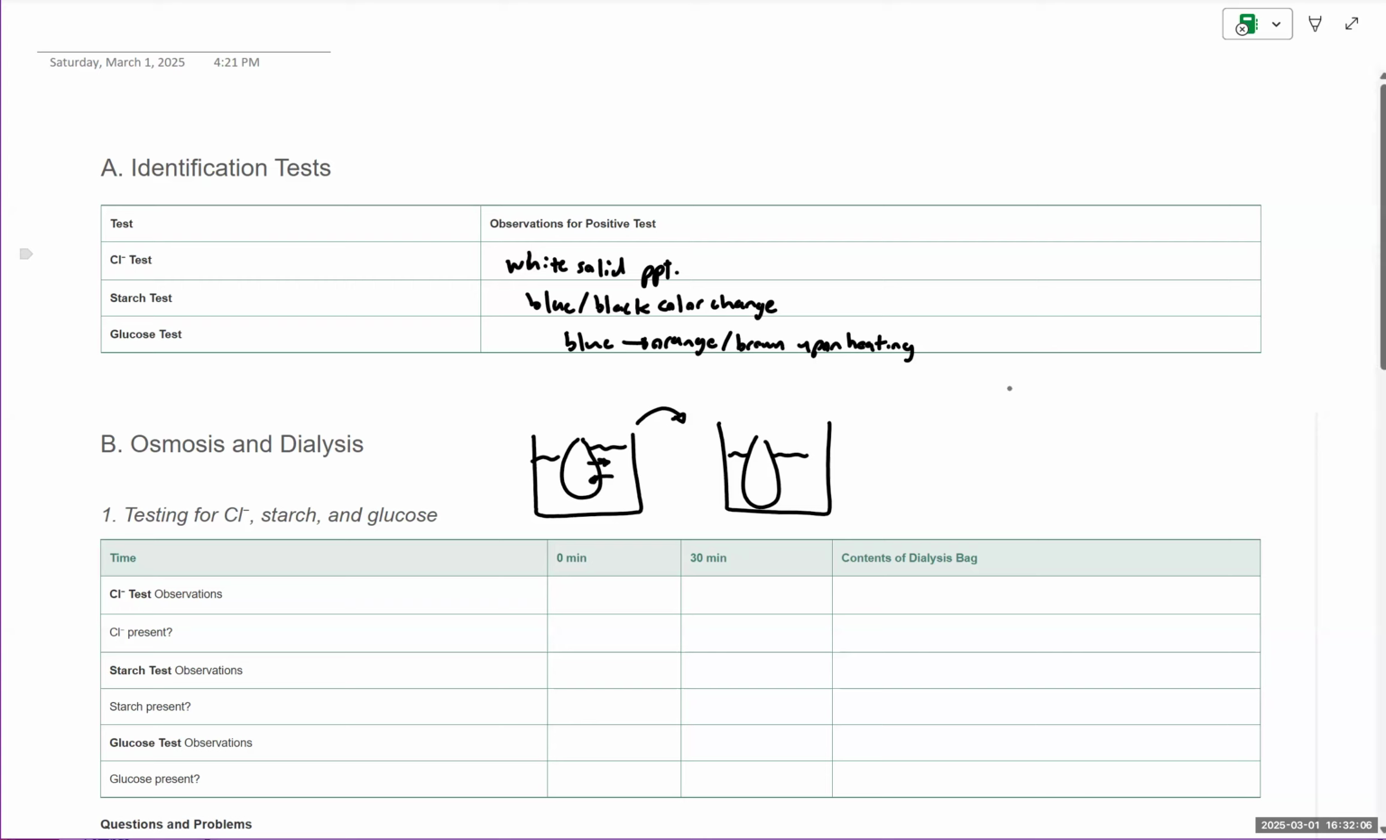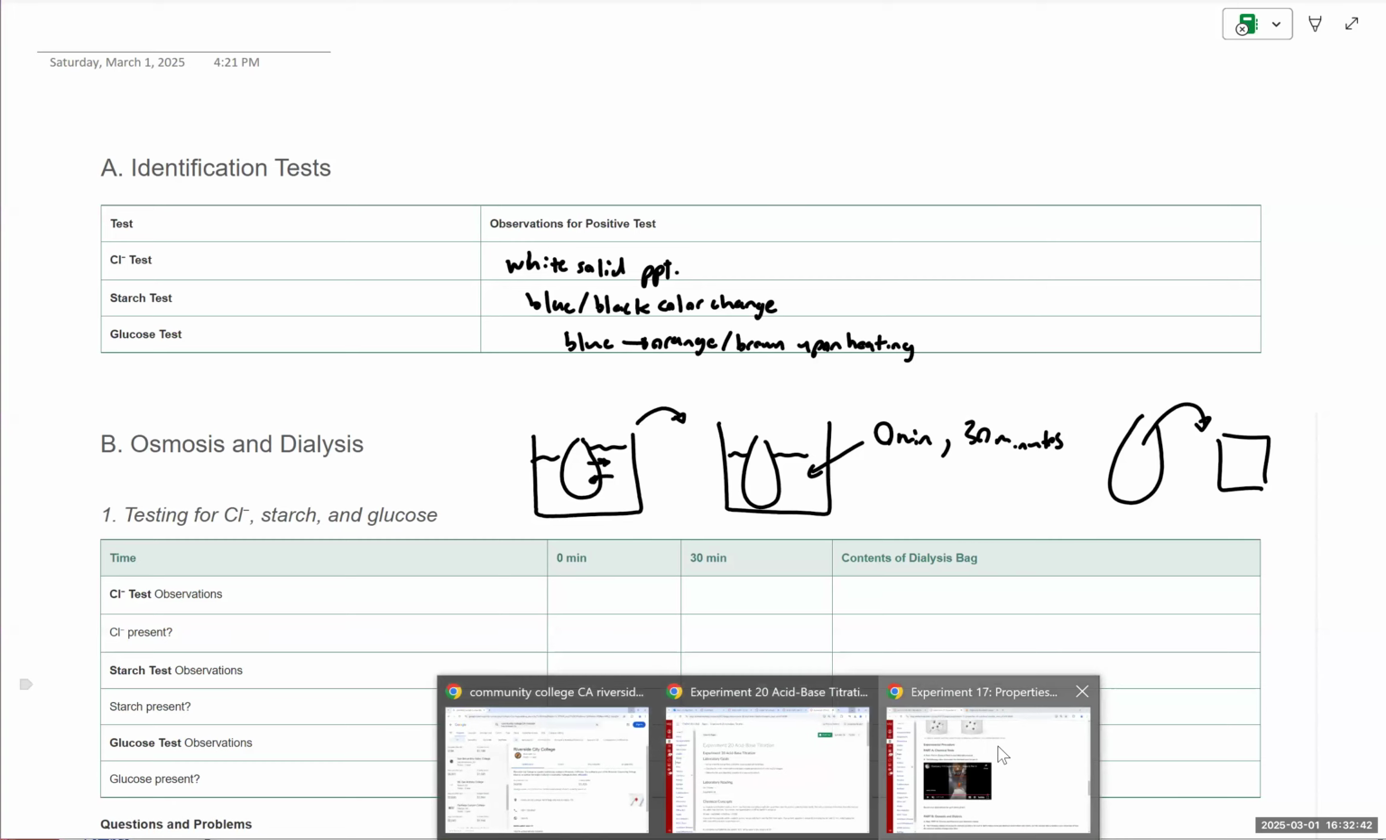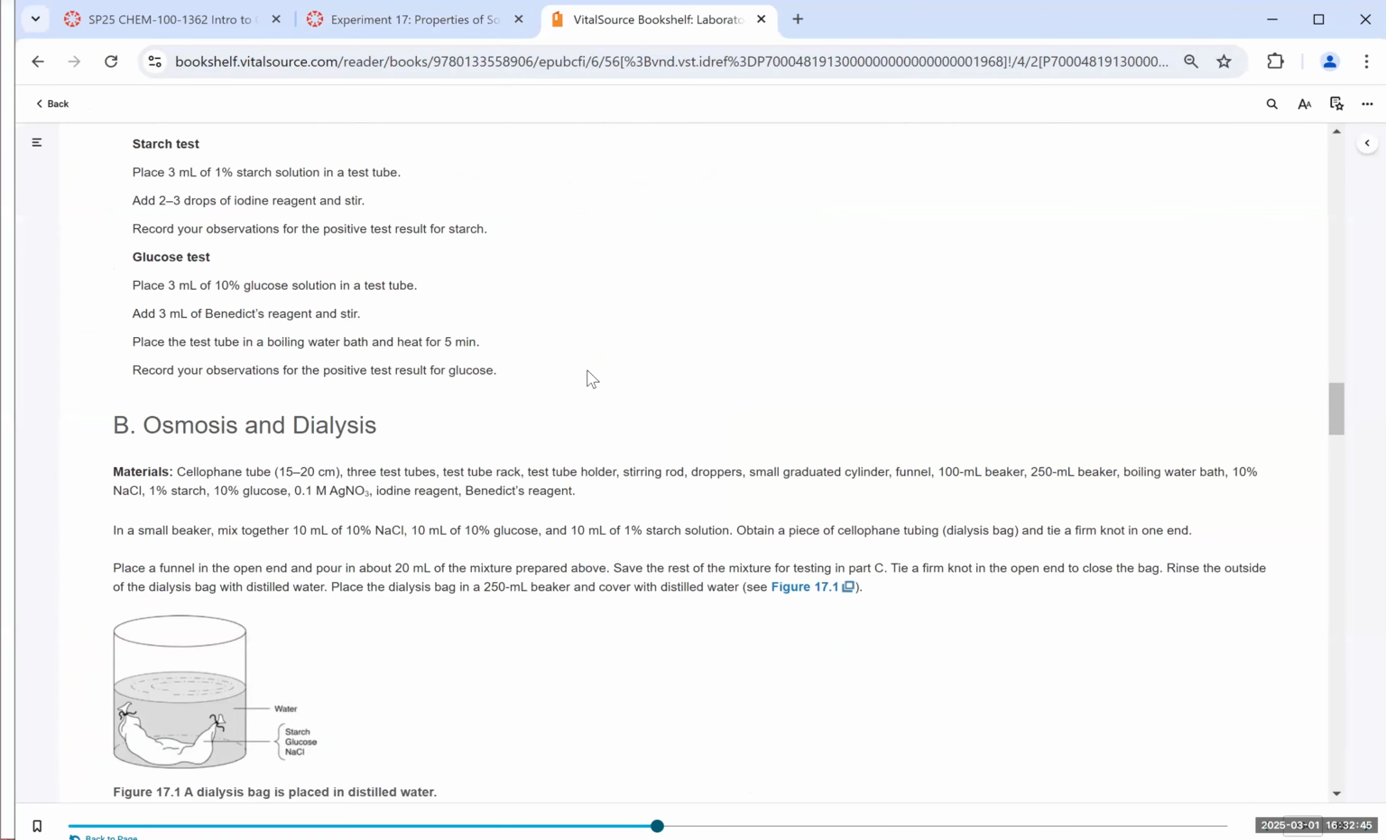To this end, we're going to be testing the water at 0 minutes and 30 minutes. And then we're also going to test inside the dialysis bag at the end of this time duration. Based on the chemical test results, we're going to determine what compounds stayed in the bag and which compounds were able to pass through the dialysis bag membrane. With that context out of the way, let's now read the protocol.